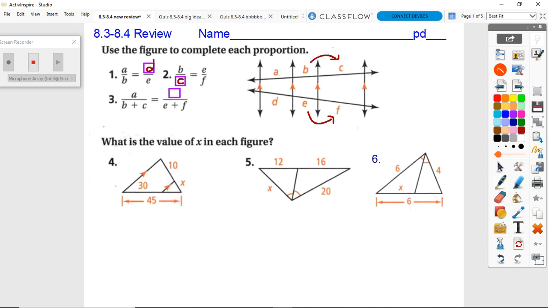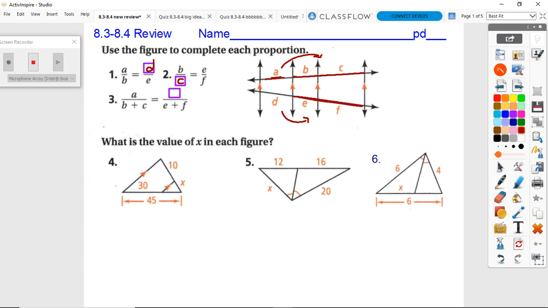And then number three, this is an important one, as we'll see coming up a little later in this review. You can put some things together. A is to B plus C. So you can put A is to this whole combination of B plus C as what would be to E plus F, and of course that would be D.